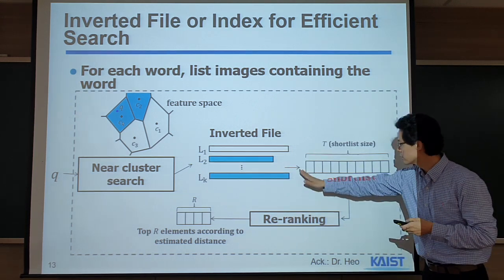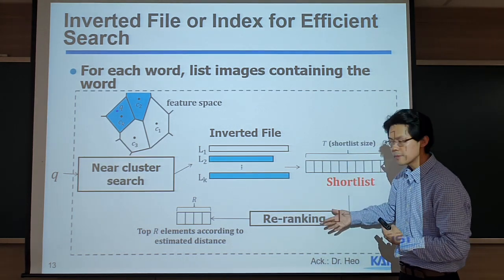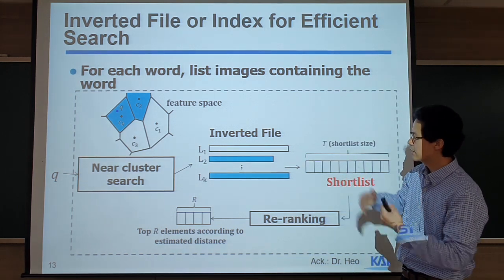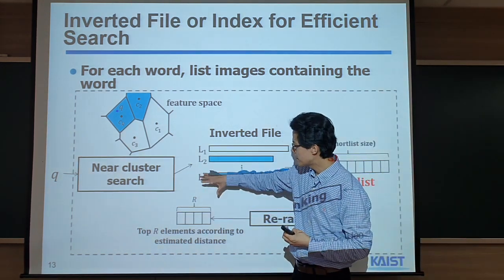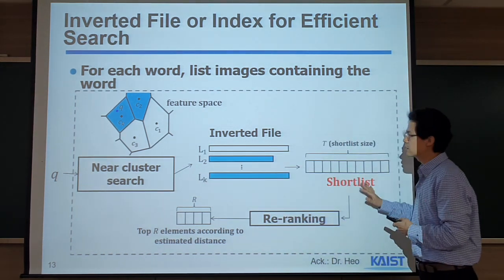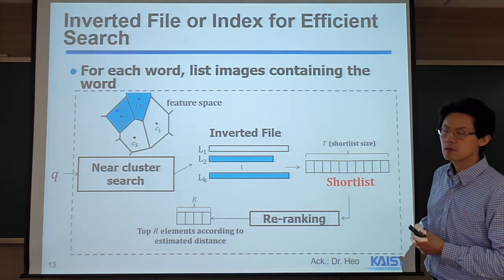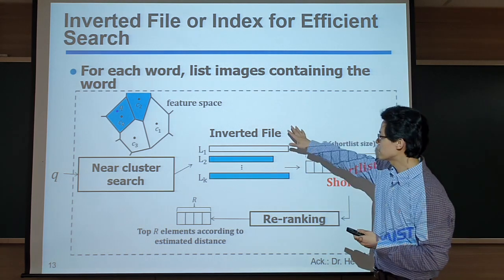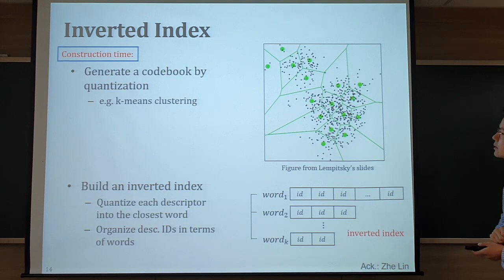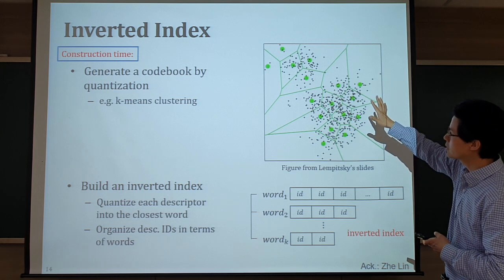And then based on that, we identify the short list. Then we can do the re-ranking by using the spatial verification, also core expansion, to improve the accuracy. And then we return only the top R elements to the user. That's the common structure of a recent very efficient image search system. So basically, this inverted file is one of the very common modules of that system. Okay, so I'll talk about the inverted file, inverted index, but here let me summarize again.